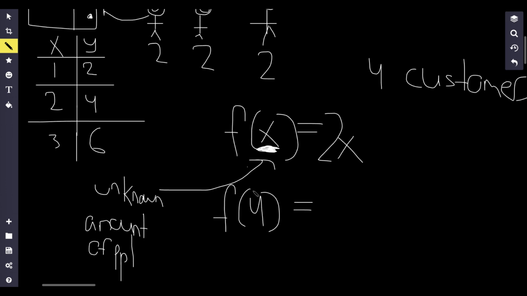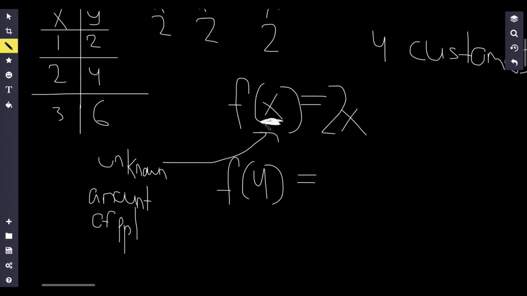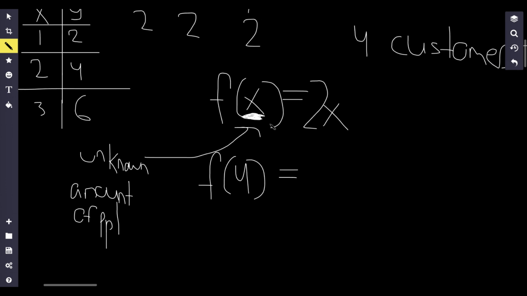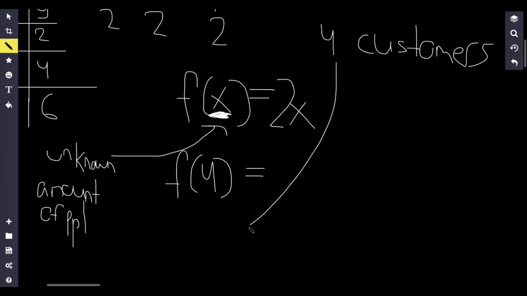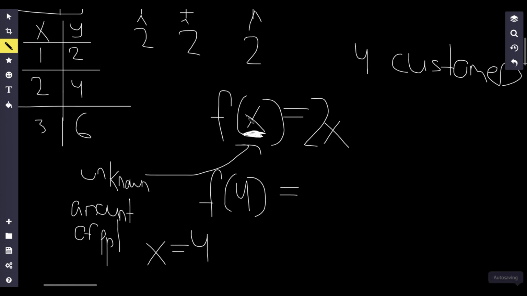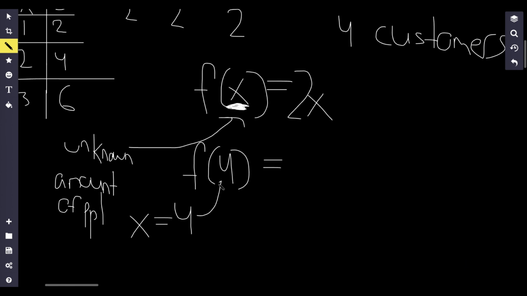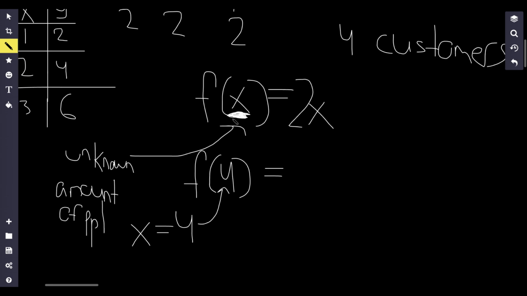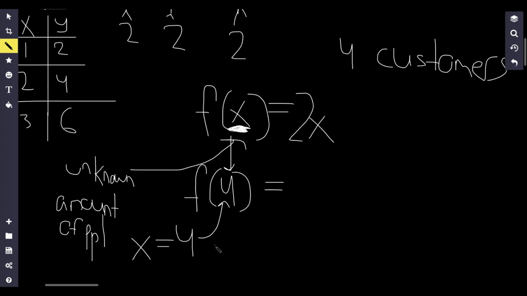You can think about this x right over here as an unknown amount of people. However, when we have 4 customers, now we know what x is equal to. Now we know that x, the amount of customers, is equal to 4. So instead of f of x, we put in a 4 where x originally was. So f of x turns into f of 4.